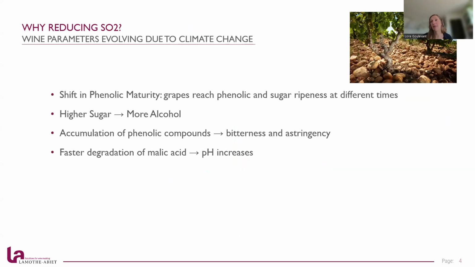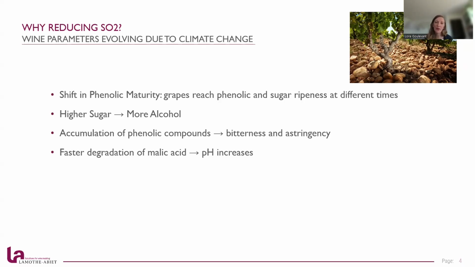So, for example, we can have a shift in phenolic maturity in grapes. The grapes will ripen at a different stage, and the sugar ripeness will also be achieved earlier, for example. It can lead to a different balance between alcohol, structure and freshness. This is already what we observed in some areas or in some vintages, where the phenolics are not ripe but the sugar level is already pretty high. Higher sugar means more alcohol, and increased alcohol in general reduces SO2 effectiveness. So SO2 is less effective in high alcohol wine. This is why we need to rethink our wine stabilization.